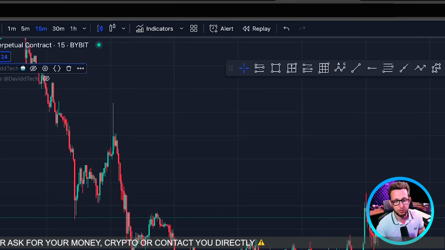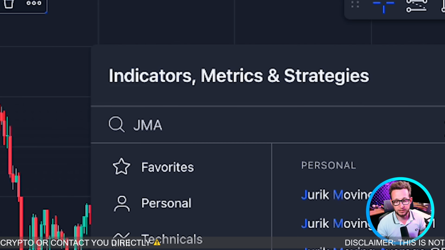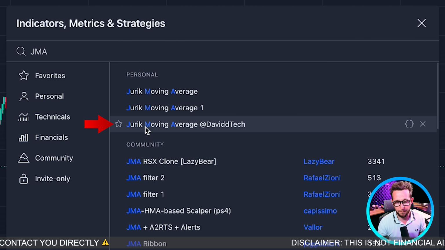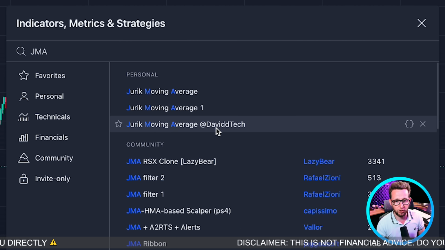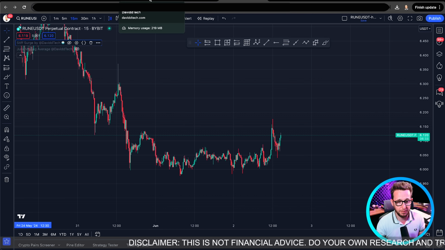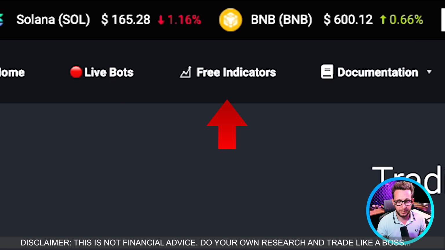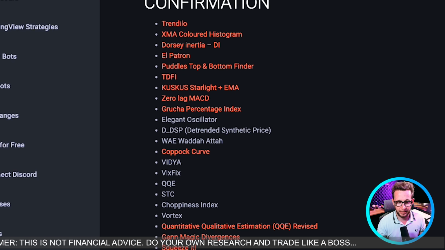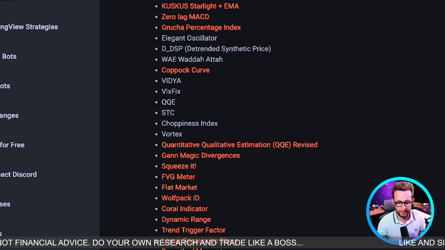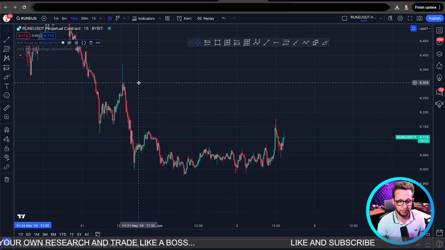So the first indicator that we're going to be adding is the JMA. The JMA is going to give us our trend direction. So it's the Jurik Moving Average by DaviddTech. If you're looking for the DaviddTech indicators, you will need to add them to your favorites. They are absolutely free. Just go to DaviddTech.com and hit free indicators up here, and you can find all of the DaviddTech indicators for free on this page. Click them, add to your favorites, and then you'll be able to find them on your TradingView without a problem.